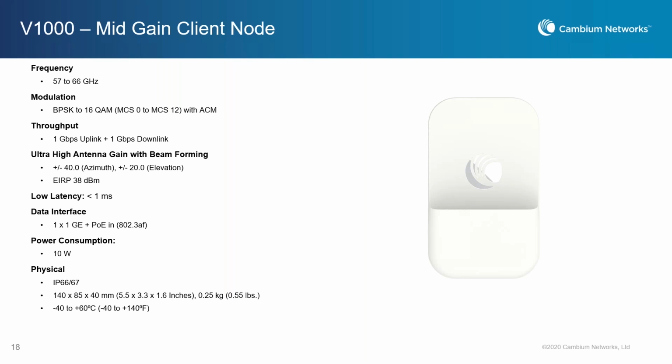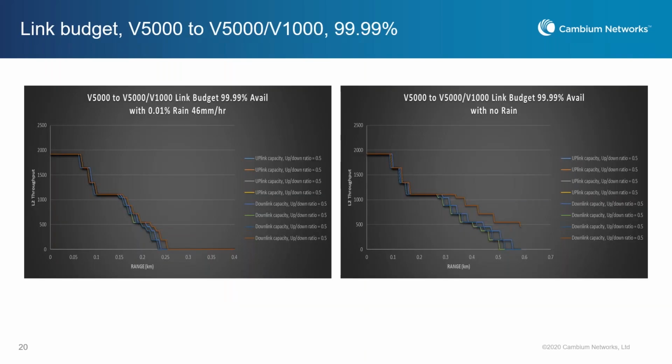With V5000 to V5000 or V5000 to V1000, in my chart shown here, the left chart shows a rain rate of 46 millimeters per hour with full night link availability. The right one is basically no rain, meaning normal operation on a good day. This is the throughput you will see. We have 4 different channels. Channels 1 to 3 are more impacted by oxygen absorption, so they're on this side. The orange one is channel 4, because it's closer to E-band, so it has less oxygen absorption.